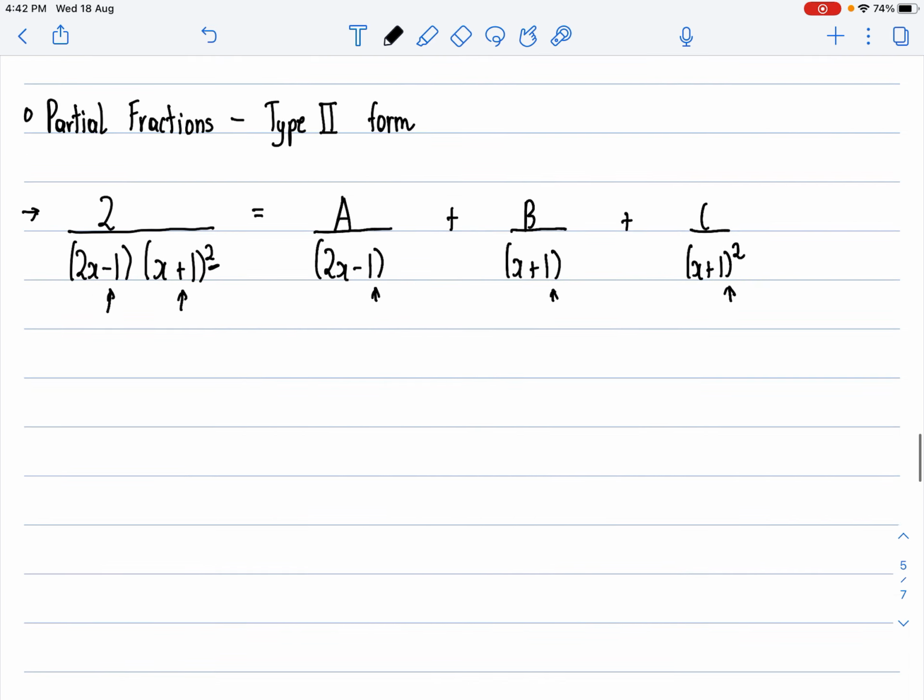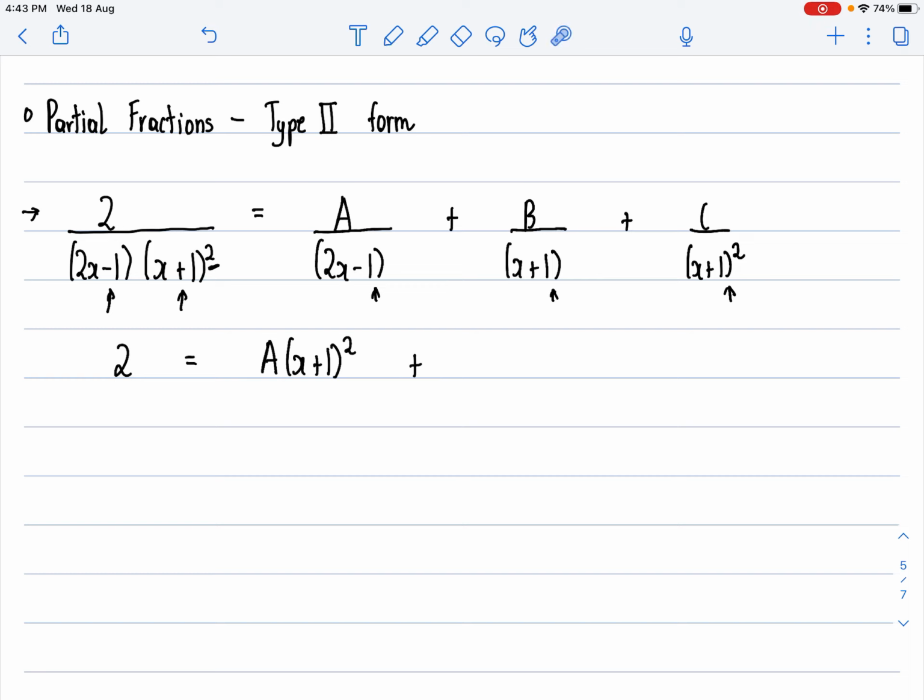Now, what I do is I take the LCM, so I write 2 equals to, here, how do I take the LCM? I have a 2x minus 1 here, I have a 2x minus 1 here. So what's missing? X plus 1 the whole square. So I multiply that to the numerator, so I get a into x plus 1 the whole square.